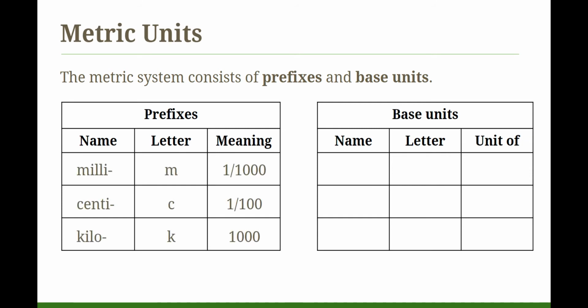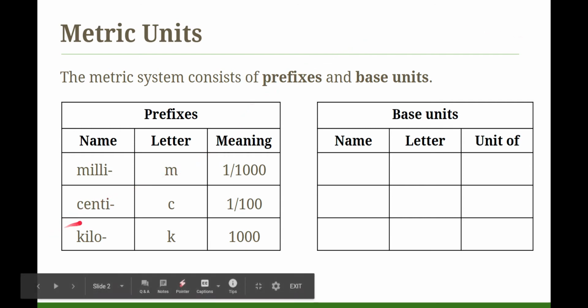There are more to the metric system. These are the three we will use the most. So if you want, you can pause the video right here and fill in your table. The first prefix is milli, and that gets abbreviated with just M, and that means 1/1000th of something. Centi is the next prefix, and it gets abbreviated with just a C, and it means 1/100th of something. Kilo gets abbreviated with a K, and it means 1000 of something.